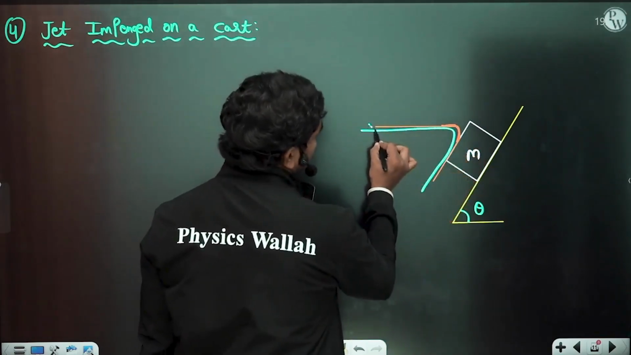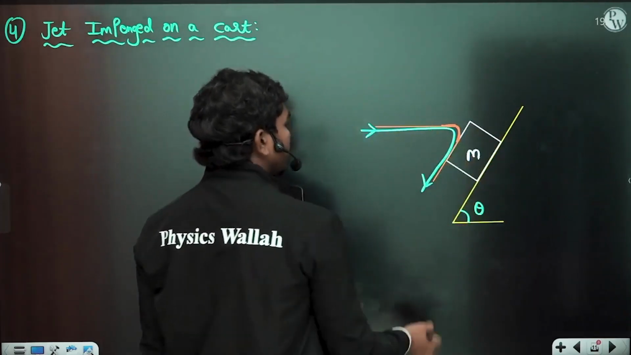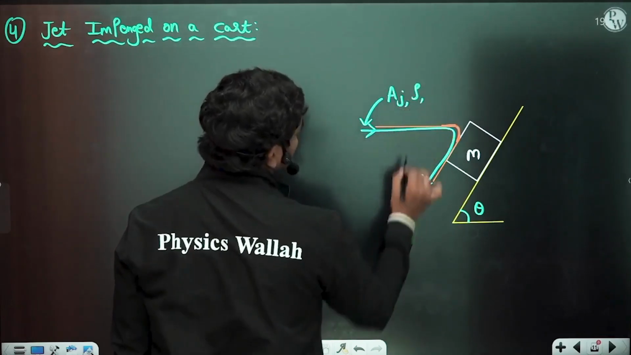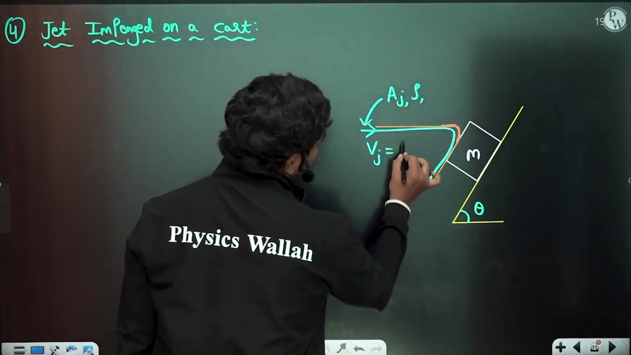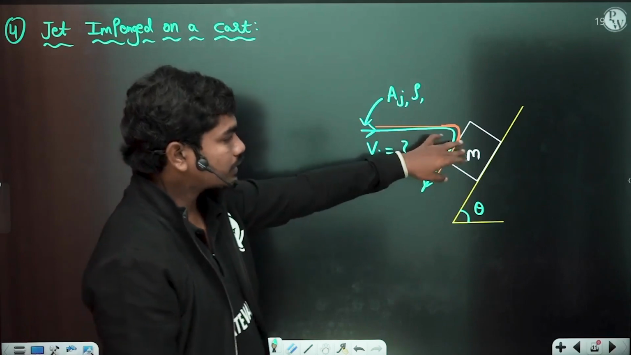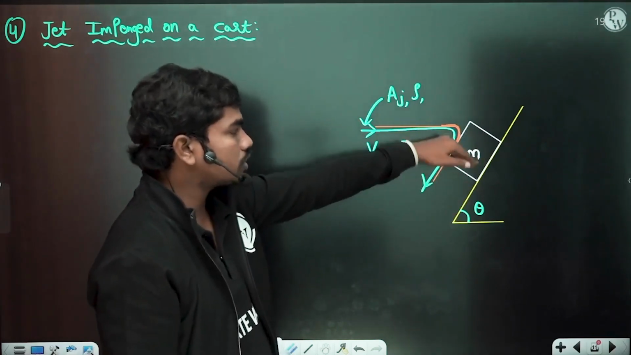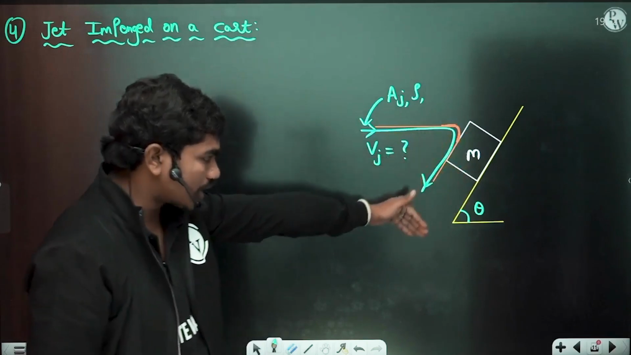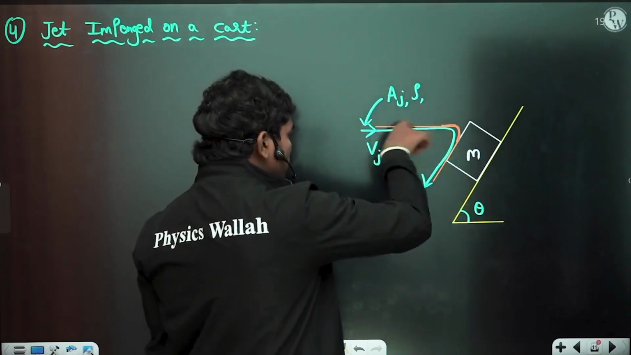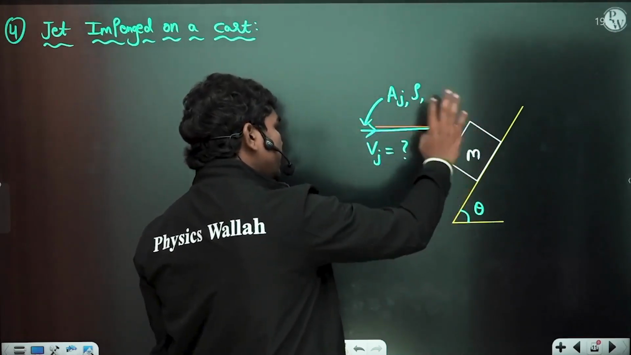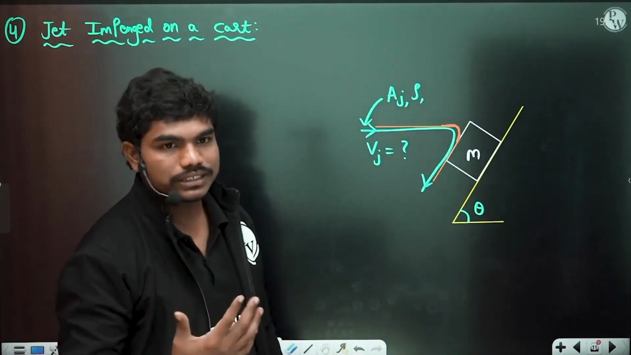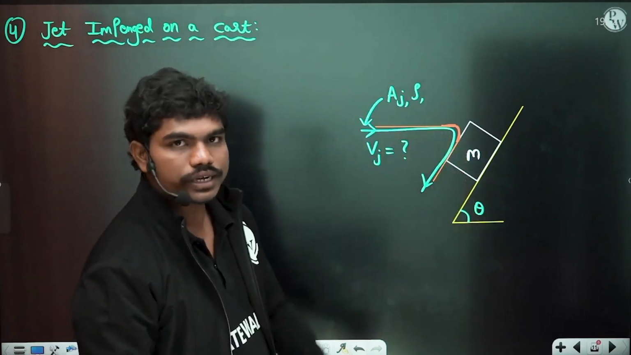So it is putting some force on the cart. Now let us suppose the jet area is aj and the fluid has some density rho. What should be the velocity Vj such that the cart won't come down? If you leave the cart, there is an mg sin theta that pulls the cart downwards, so the cart will start moving down. But when you apply some force like this, the cart will stay at that position, correct? So let us calculate the Vj value, the minimum velocity of the jet, so that this cart will remain stationary there.